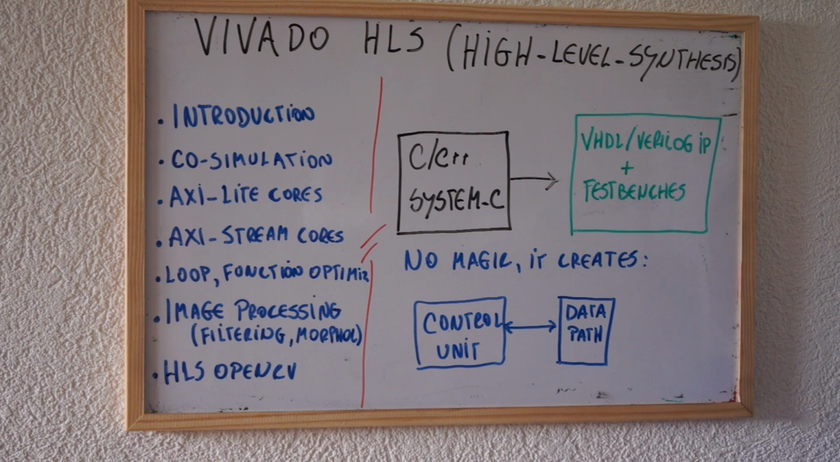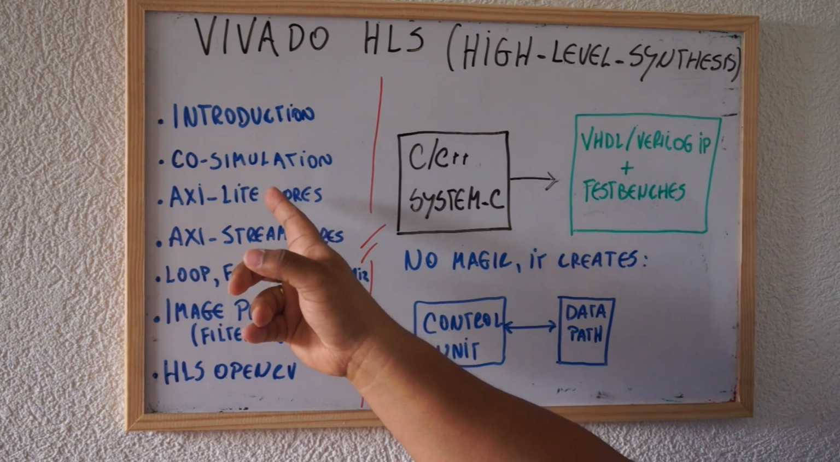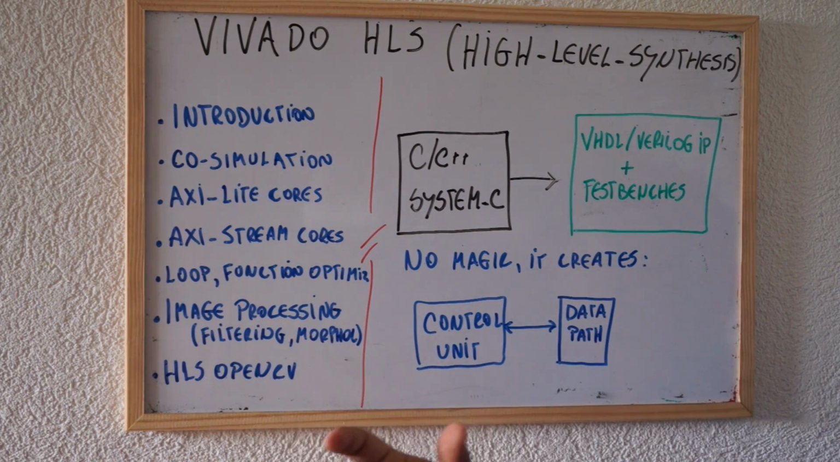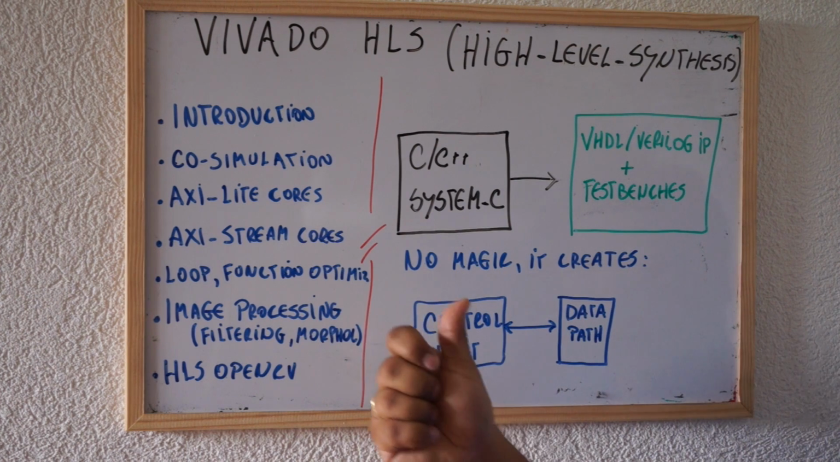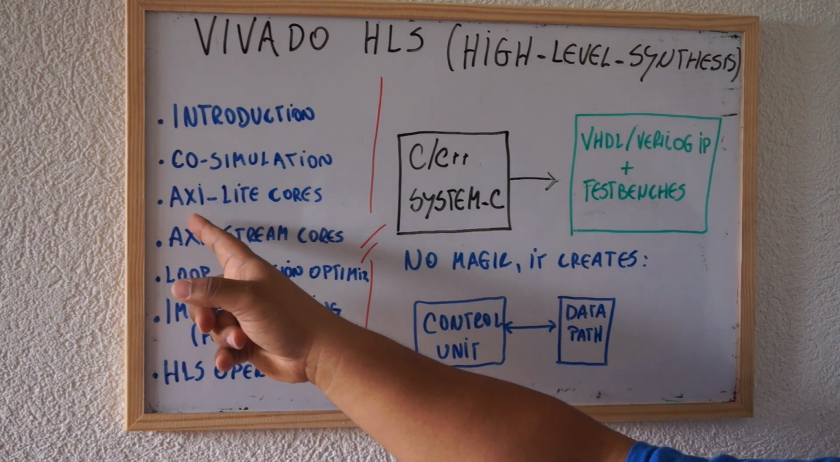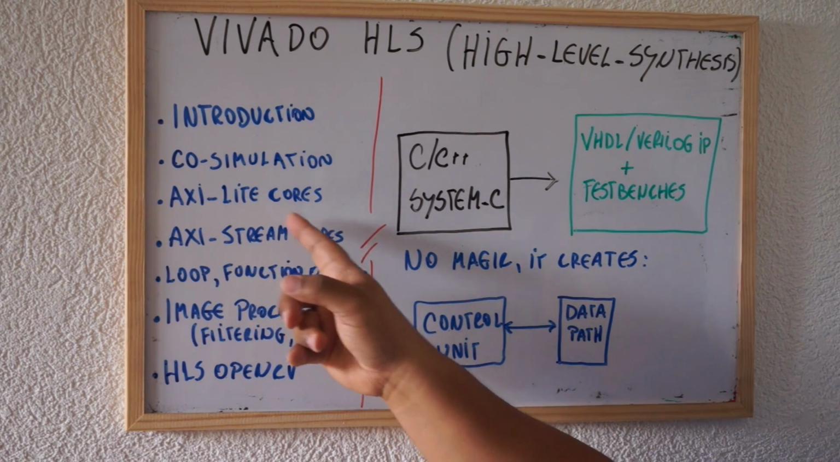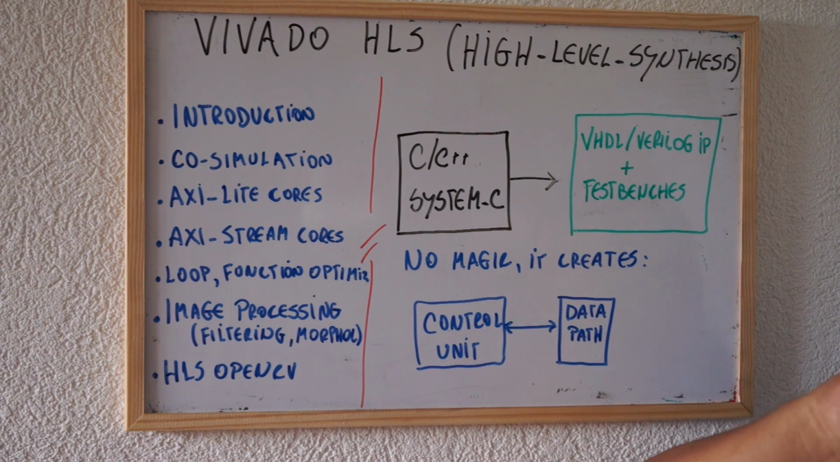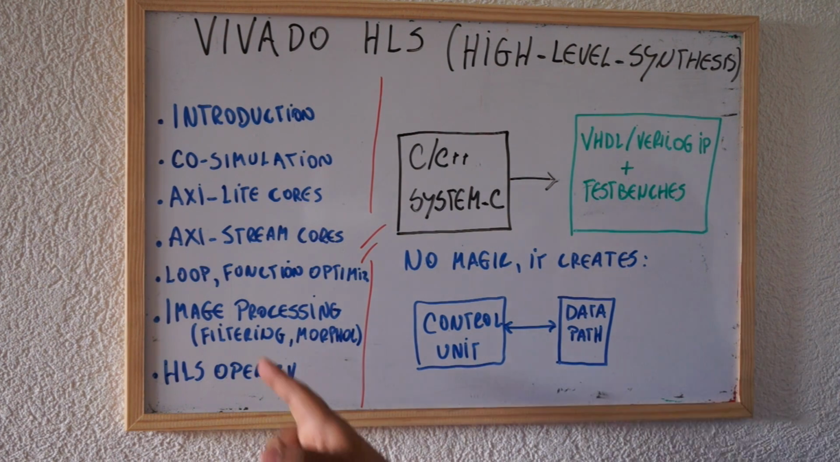What are the topics that we are going to learn in this course? First, the introduction, which does not end in this first video. Code simulation, which means using your test bench written in C, a program written in C, to test the generated VHDL or Verilog code. We're going to learn how to instantiate IPs that use AXI-Lite cores, AXI-Stream cores. We're going to learn how to use AXI master as well. We're going to learn how to do loop or function optimization.